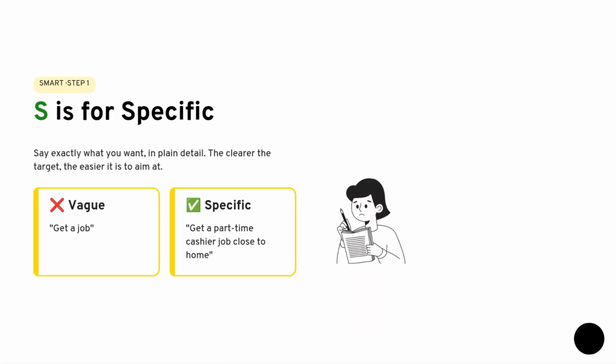S is for specific. Say exactly what you want in plain detail. The clearer the target, the easier it is to aim at. So, vague would be get a job. Specific is get a part-time cashier job close to home.